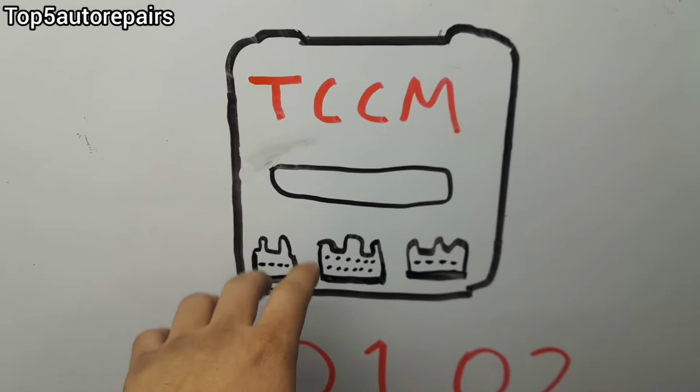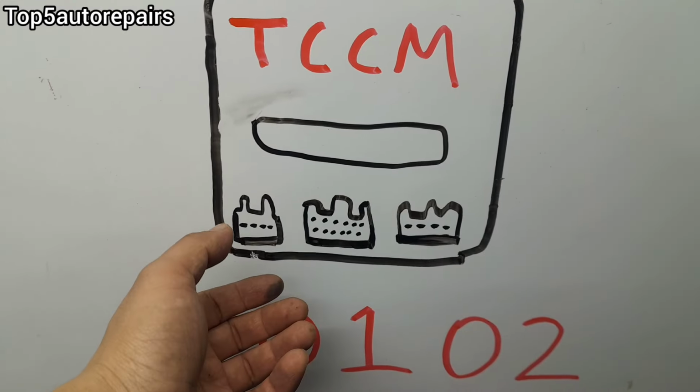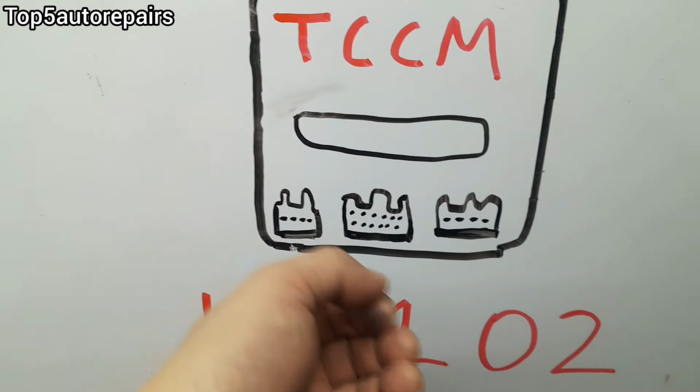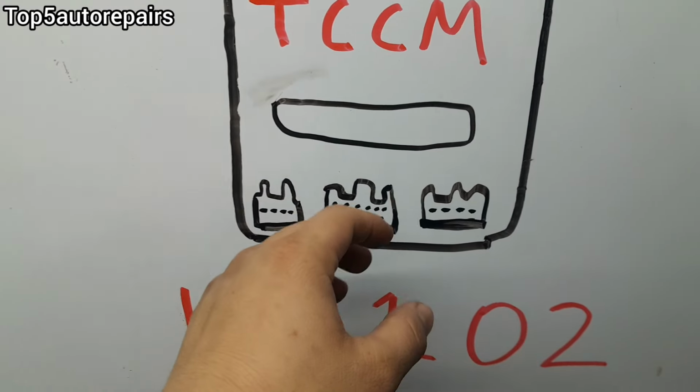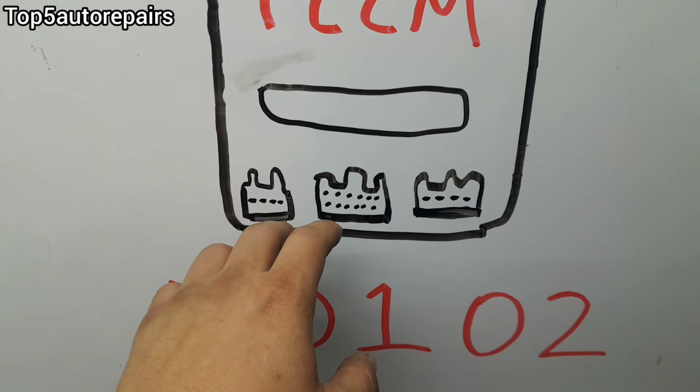Once you locate the transfer case control module, make sure the connections are not loose. So what you want to do is you want to pull on the connection. Make sure the wires do not come out. Next, you want to inspect the wire condition. You want to make sure there are no opens and there are no shorts.